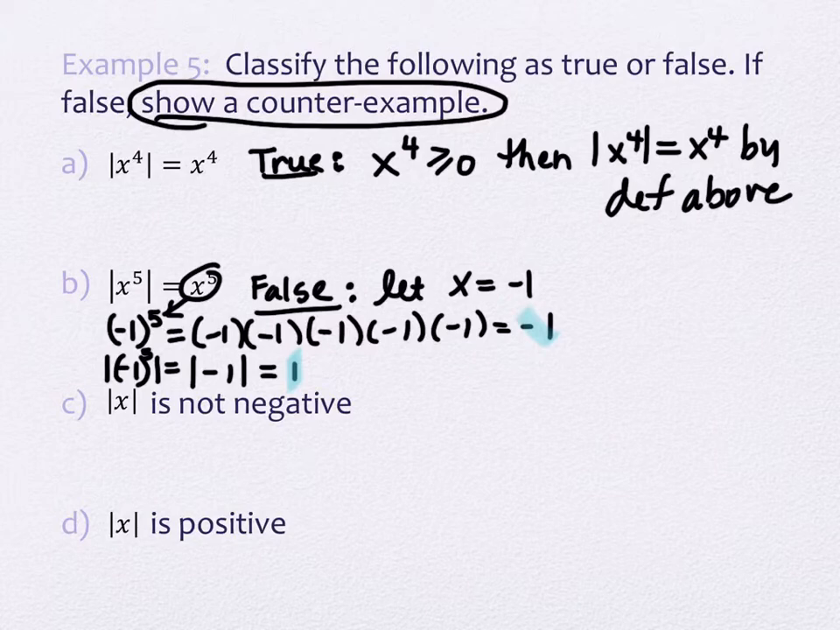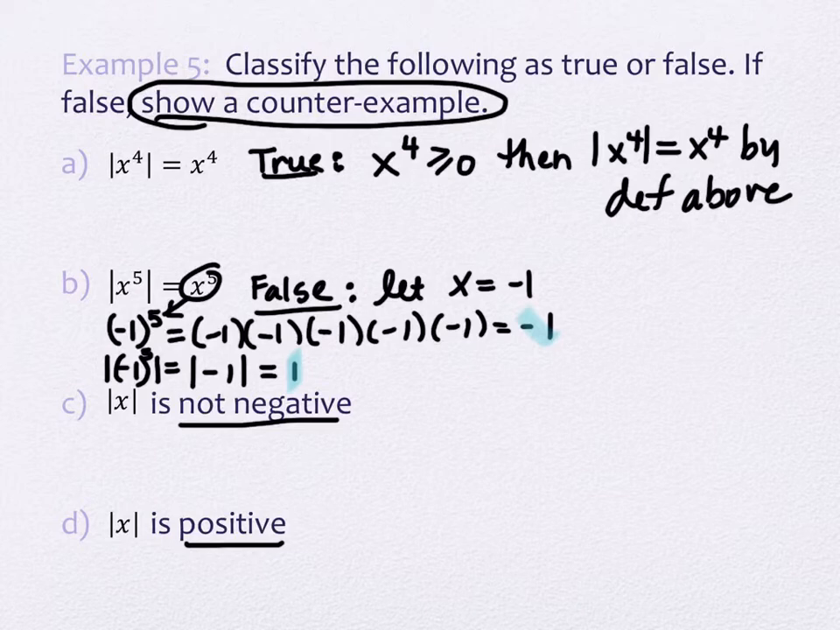Did anybody catch it? Are non-negative and positive the same thing? They're really close, but they're not quite the same. What does non-negative mean? So like 0, 1, positive? Yeah, it means 0 is included.